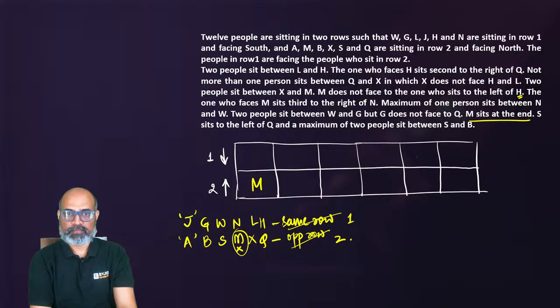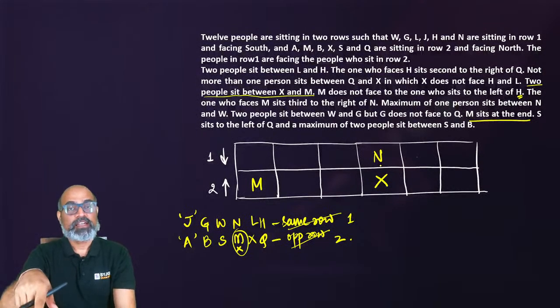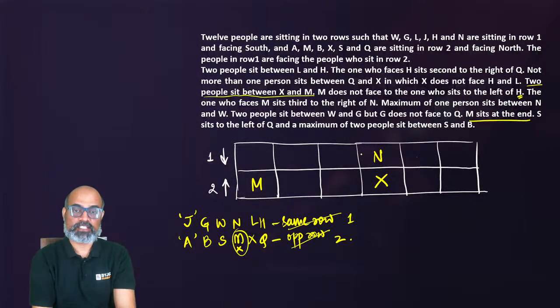Where is the next statement? Okay, two people sit between X and M, so X goes here. The one who faces M sits third to the right of N. So if N is over here, then if you place yourself at the position of N, then N's third to the right, this is your first right, second right, third right, this is the person who is facing M.